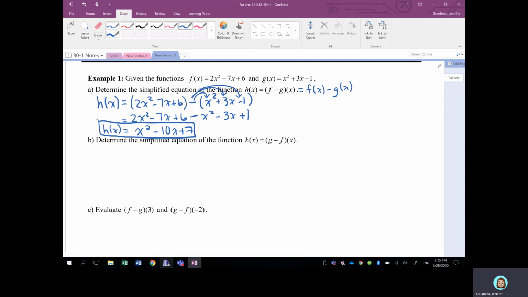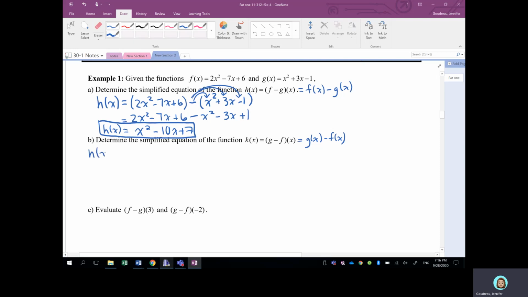Part B, determine the simplified equation of the function k at x, which is equal to g minus f at x. Let's remember that that just means g at x minus f at x. You might say, well, didn't we just do that? Didn't we just subtract the two? Well, we did in part A, but you'll notice in part A, it was f minus g. Here it's g minus f. Now we should remember that when we're subtracting even just regular numbers, order matters, but you're going to see that order also matters when we subtract functions.